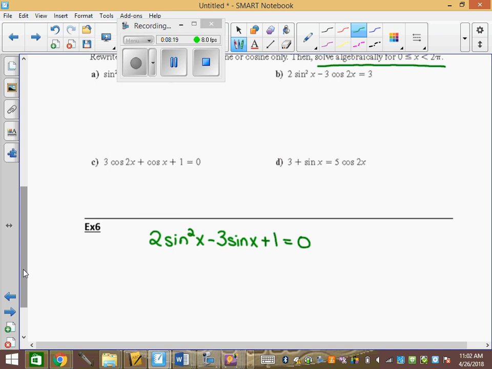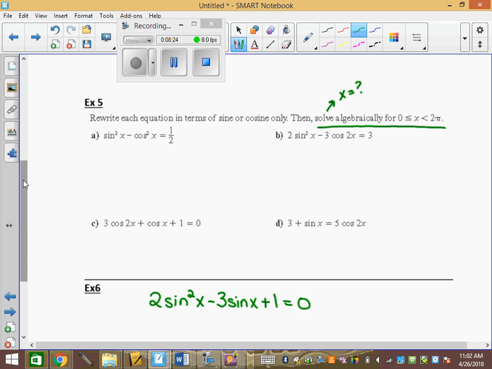So that one is what we need to be able to do after we figure out a way to get it into that form. So right now we have a sine squared x, a cos squared x, and equals a half. We have 2 sine squareds minus 3 cos 2x. We have some really wonky things going on. Okay? We have sines and coses mixed. In the end, we need to have one thing. We need to have either sines or coses, right? If we have a mixture, it can be awful. So the one we're going to look at first is we'll look at C.